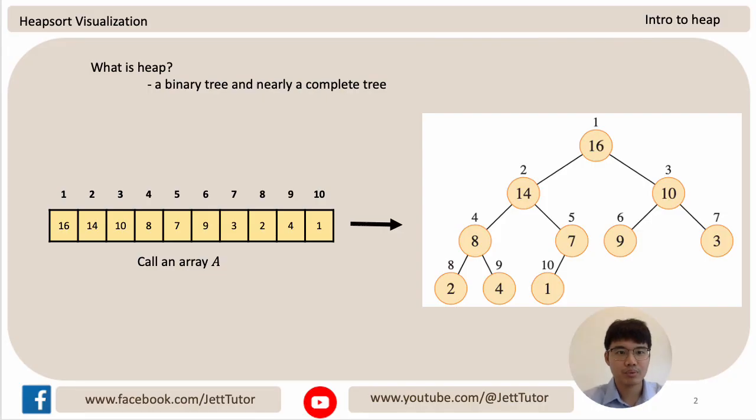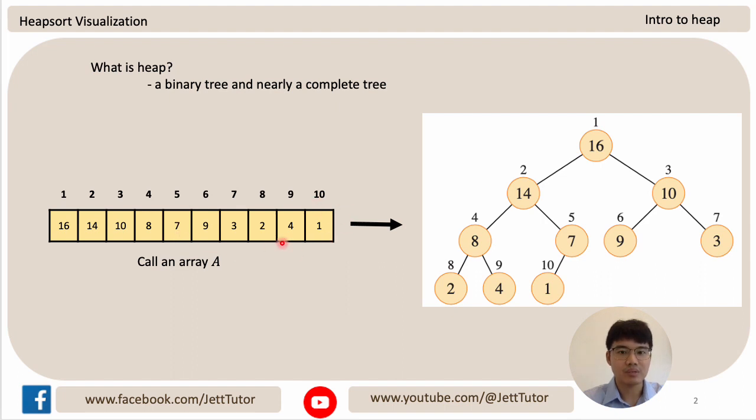So what is a heap? A heap is a binary tree and nearly a complete tree. Look on your left. This is an array. We call it an array A. The first index has value 16. Index 5 has value 7 and index 10 has value 1.